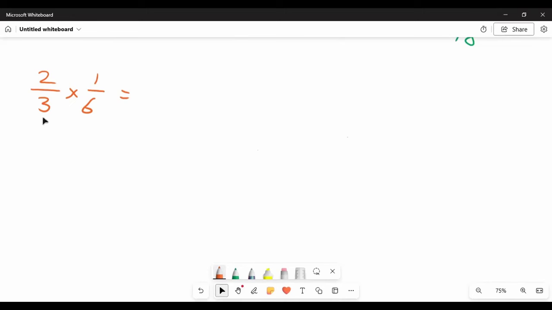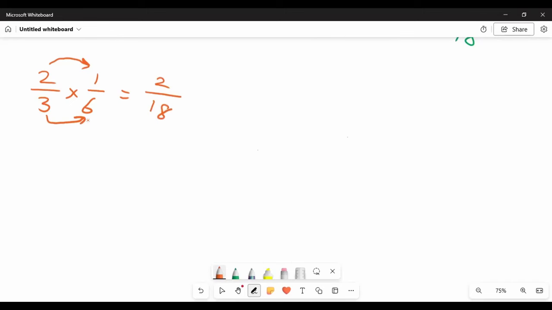Do you think here we have to make the denominators the same? Is it necessary? Actually, no. In addition and subtraction only, we have to make the denominators the same. When it comes to multiplication, we don't have to. The simple thing that you have to remember, the normal standard way is simply multiplying numerator by numerator, denominator by denominator. Okay, so 2 into 1, 2, 3 into 6, 18.